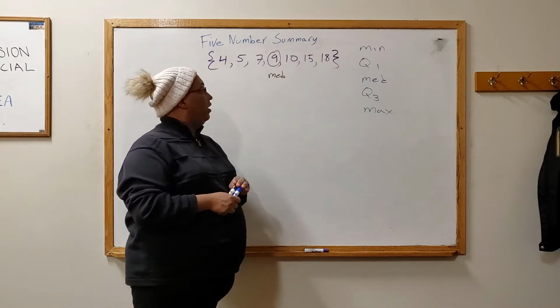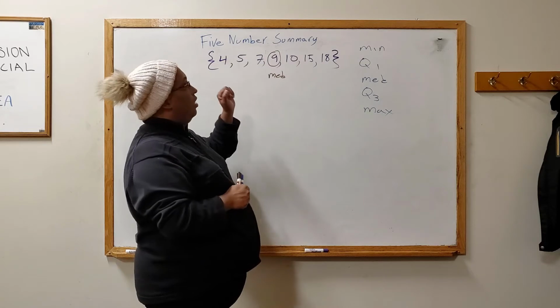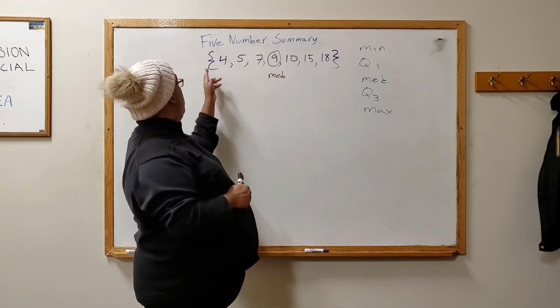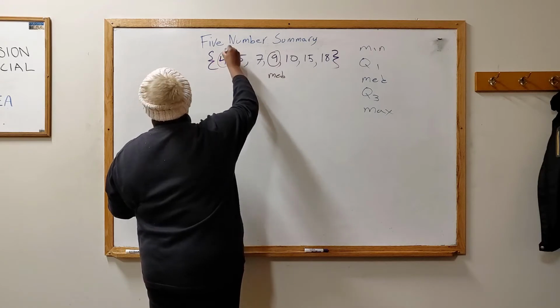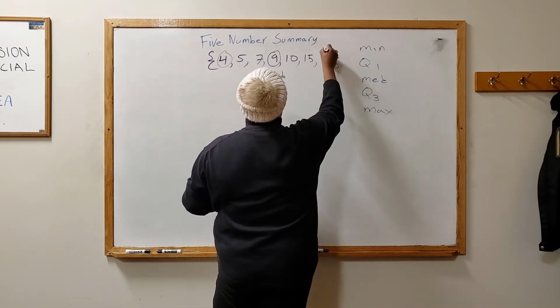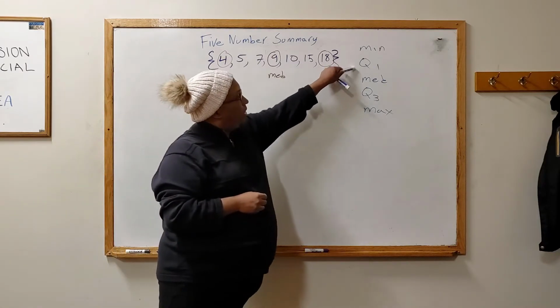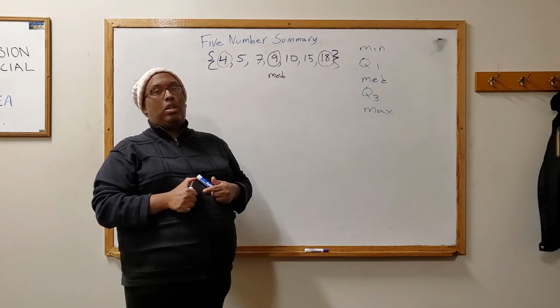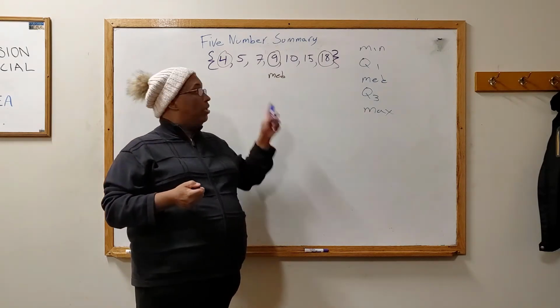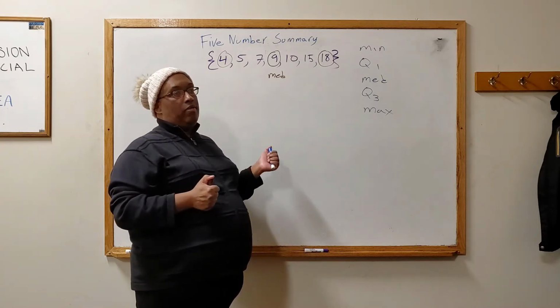Now, to find that one, we did it. The min is easy, it's the smallest number. So that just jumps out at you. The max jumps out at you. It's these 3 in the middle that's a little bit tricky, but we know how to find the median. Add 1 to the total number of things you have, divide by 2, that gives you the place to look for.